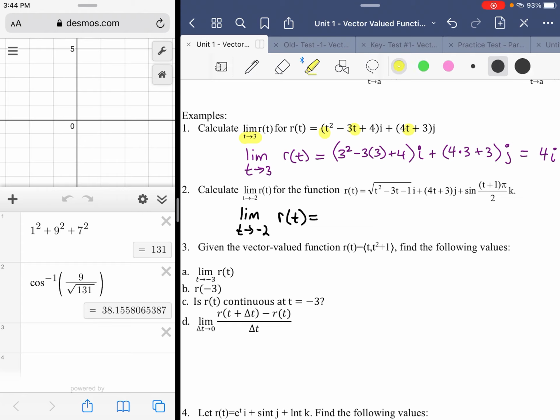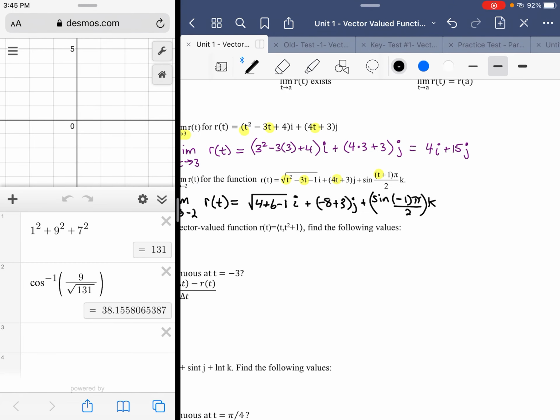I'm going to replace each t, so all these little t's here, with a negative 2. All right, so I'd be looking at a radical, and it's going to be 4 plus 6 minus 1. We'll simplify in a minute. I plus 4 times negative 2 is negative 8, plus 3 j, plus the sine of negative 2 plus 1, negative 1 pi over 2. And that's all of that k.